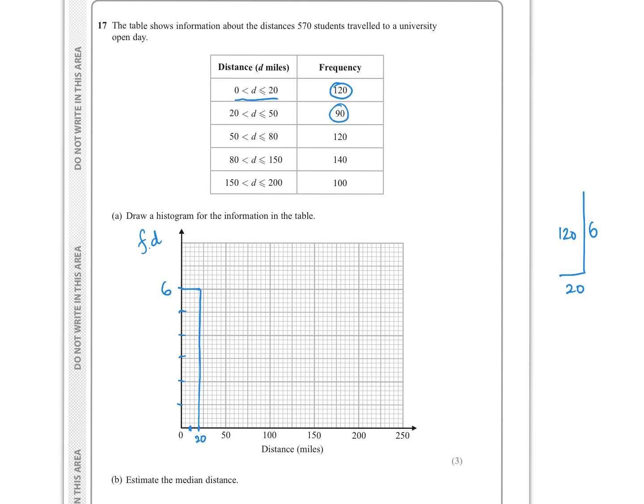So the next one, the area is 90, and I've got 20 to 50, that's 30. So 30 times 3. So 1, 2, 3, and up to 50, and that's going to be my next part. I now want an area of 120, and I'm going from 50 to 80, so that's going to be 60, 70, 80, and it's an area of 120, 50 to 80 is 30, so that's 30 times 4. So that's going to be up to here.